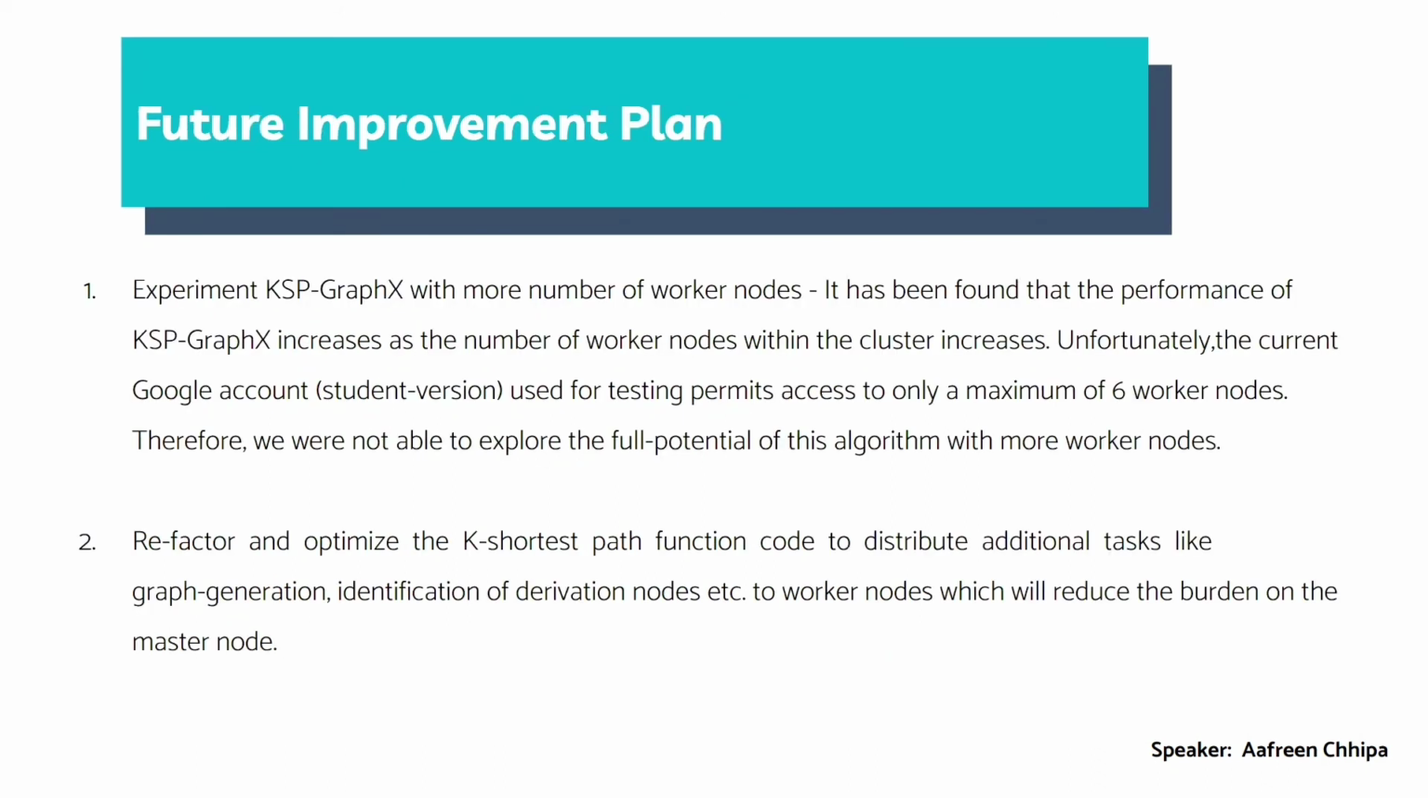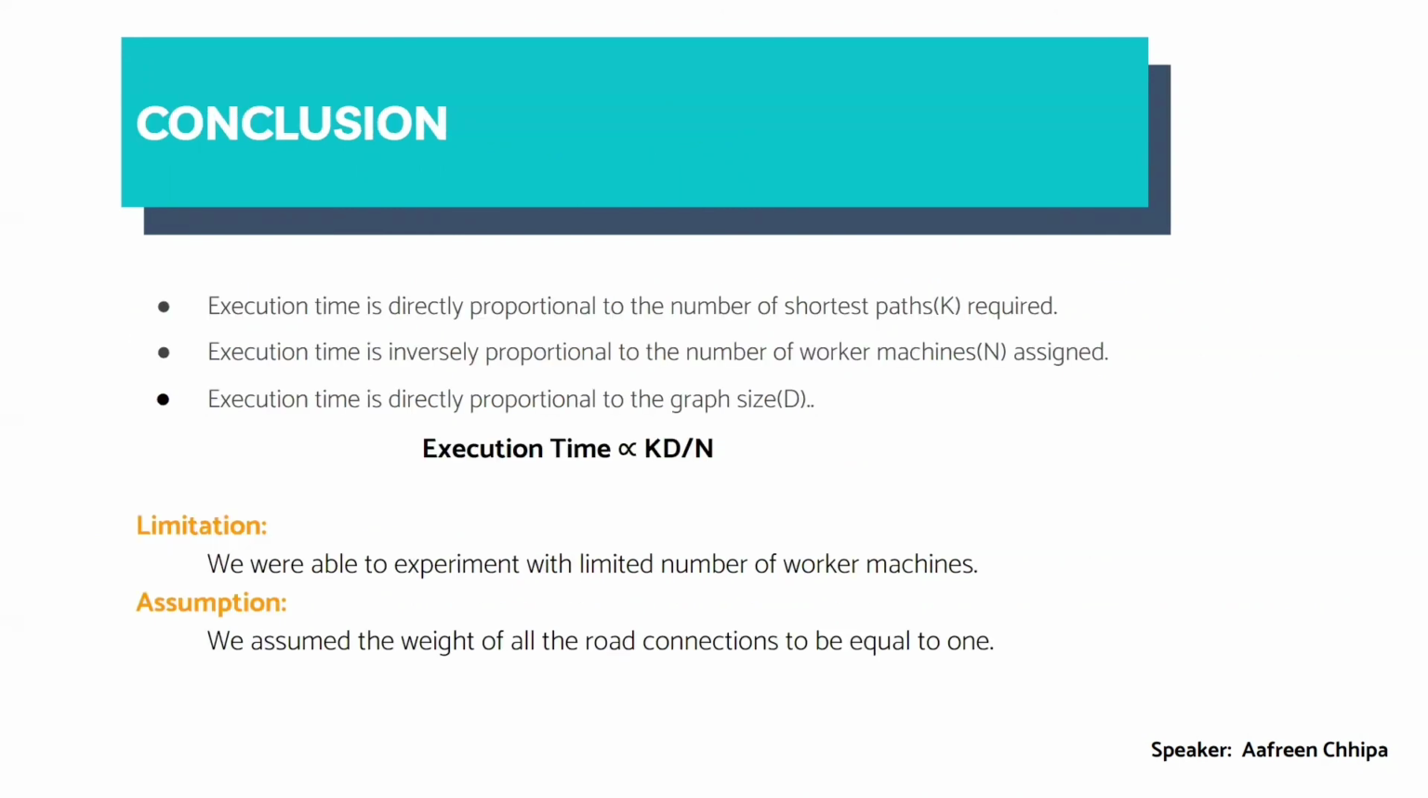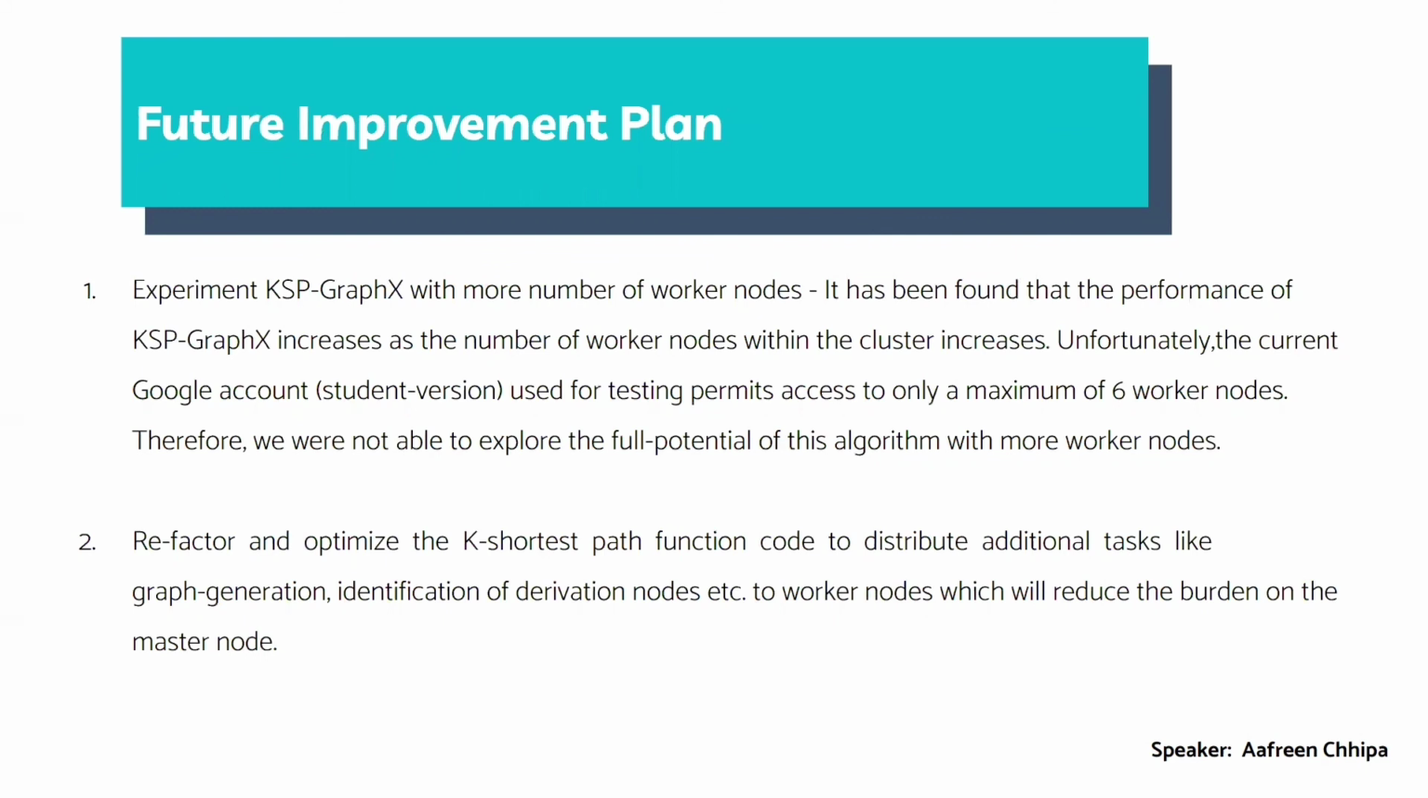For future improvement, we can experiment with KSPGraphX with more worker nodes, as we have seen that execution time is inversely proportional to the number of worker machines. So as we increase the number of worker nodes in the cluster, the total execution time of the algorithm decreases. Second, we can refactor and optimize the K shortest path function code to distribute additional tasks such as graph generation, identification of derivation nodes, etc. to worker nodes, which will reduce the burden on the master node and eventually make the algorithm more efficient.